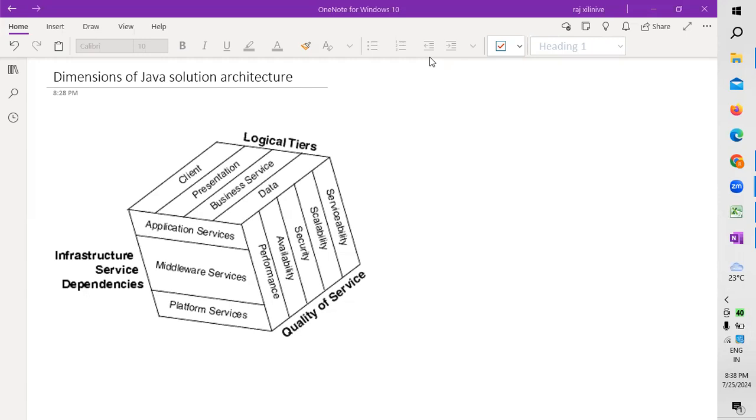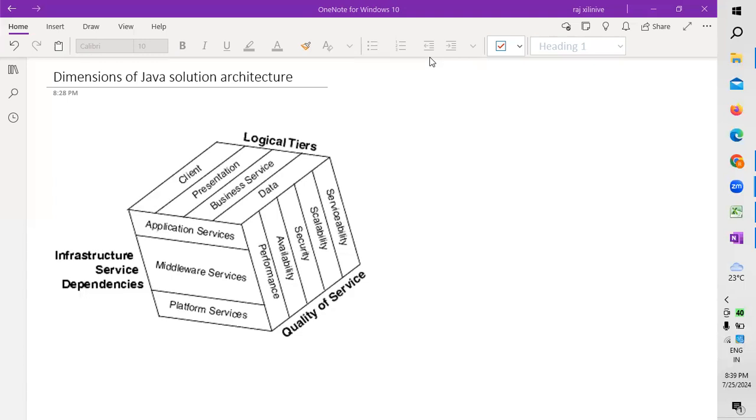Infrastructure service dependencies is the first one, which, as I mentioned, can be application, middleware, or platform services. When it comes to the logical type, the focus is on client or presentation, business services, data, etc. When it comes to quality of services, it covers the non-functional side, understanding the quality components, such as scalability, security, availability, and reachability.